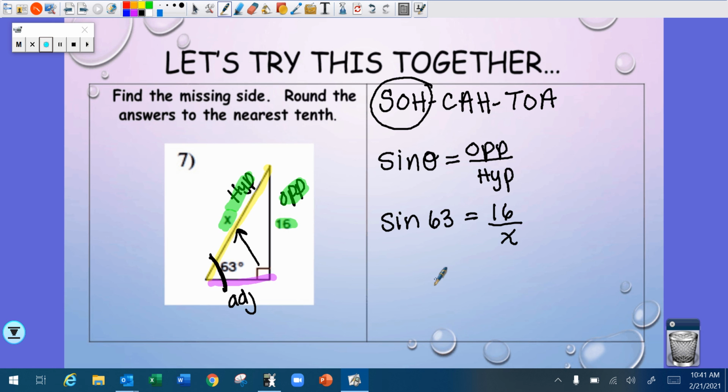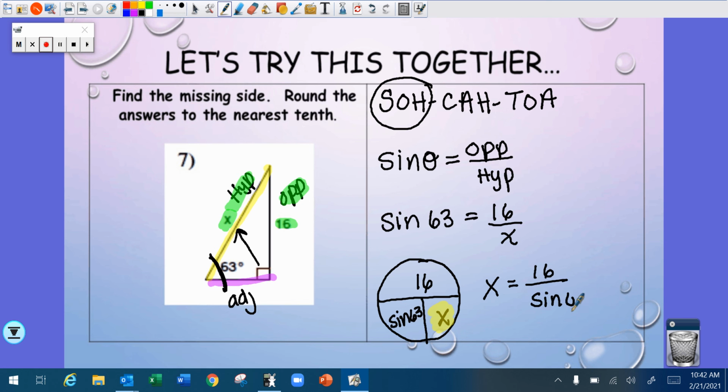Okay? And then we're going to go and draw the circle. And you've probably seen this in science, where you do density equals mass over volume, and then 16 over x. We'll write that like this. Then I'm trying to find this. And y'all, please do not skip these steps. If you see one on top of the other one, that means to divide. So I'm going to say x equals 16 over sine of 63.